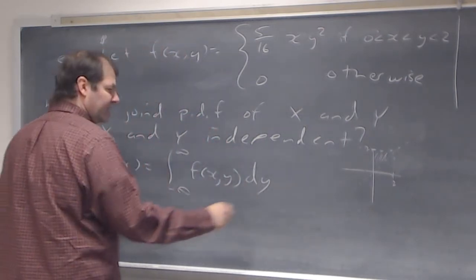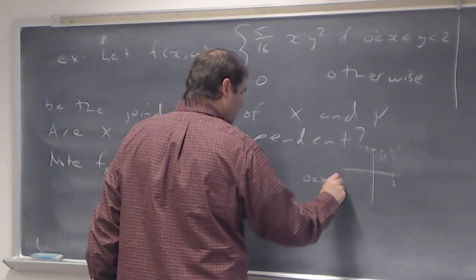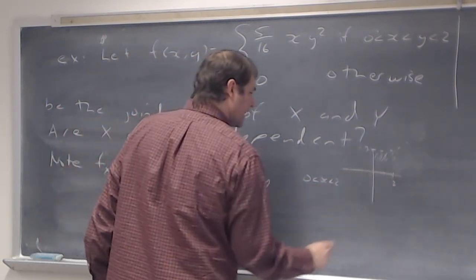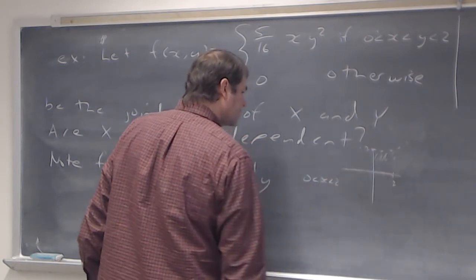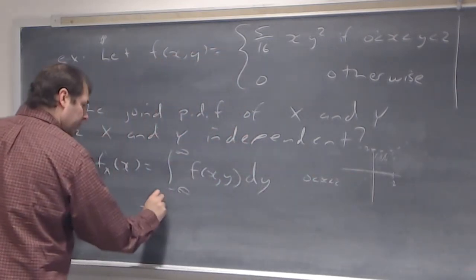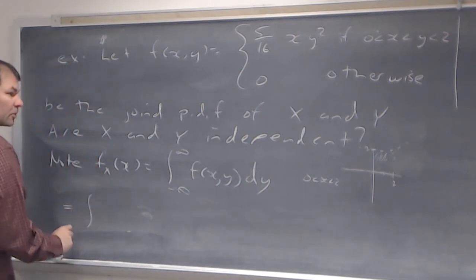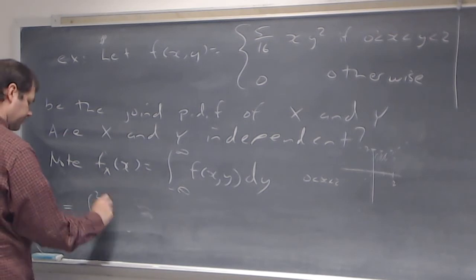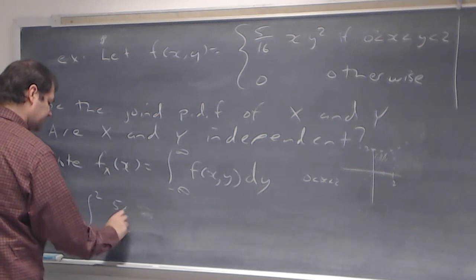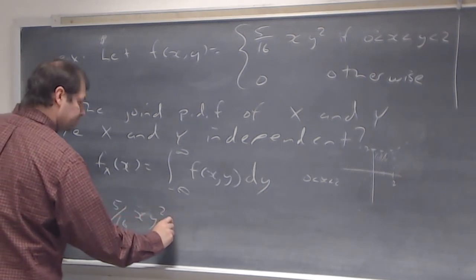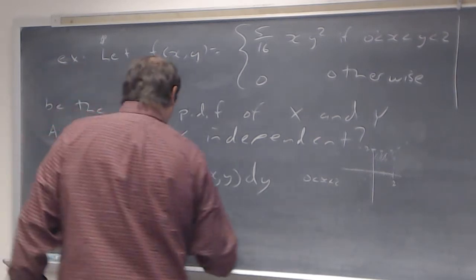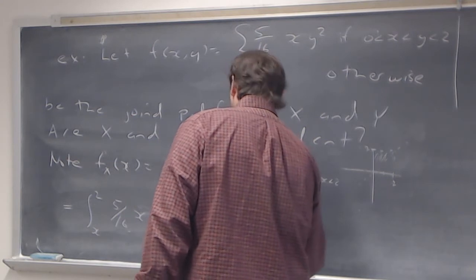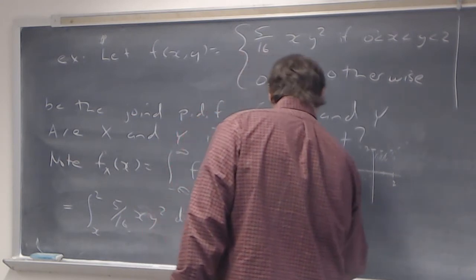And if you'll notice, the x values can run from 0 to 2. So for any fixed x value, what do the y values go from? They go from x to 2. So this becomes the integral from x to 2 of 5/16 xy squared dy. And then that's equal to 5/16 x y cubed over 3, evaluated from x to 2.